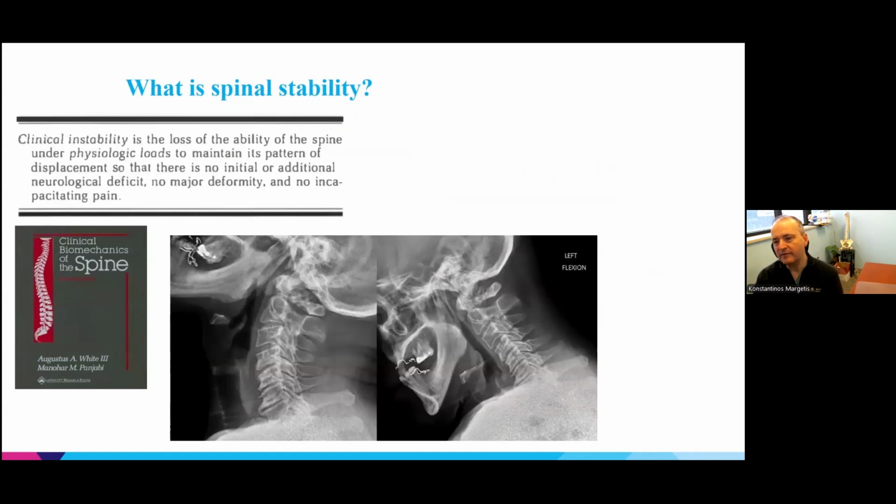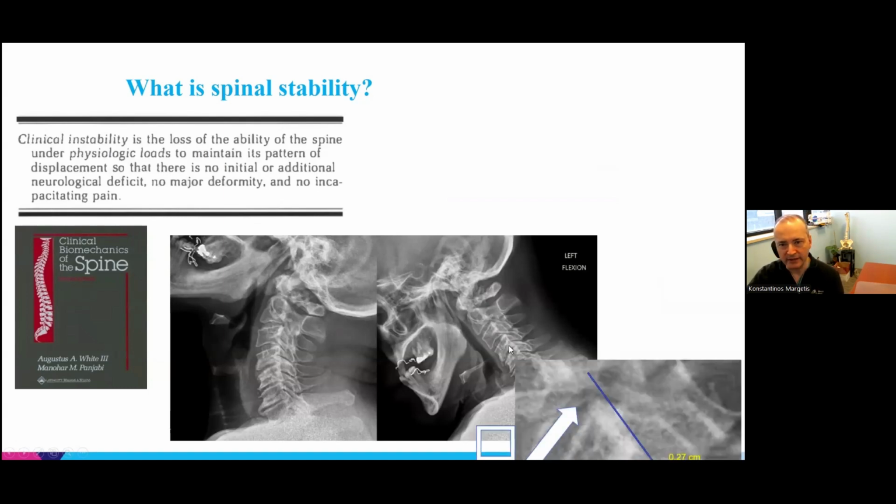A term that will be coming up very often in our presentation is spinal stability. So the actual definition of instability is that under physiologic loads, the spine cannot maintain the normal movement, and there is an abnormal movement of the bones, and that can create a neurological deficit, and it can also create severe pain. So in this particular case, there is a little bit of translation between C3 and C4, although it is really minimal, but that patient had severe symptoms from that minimal instability.